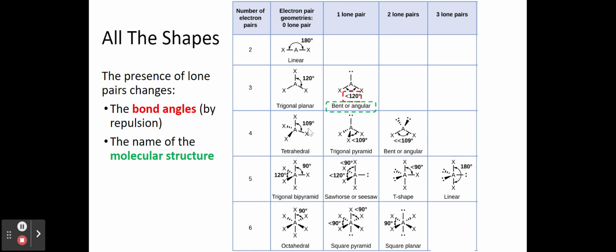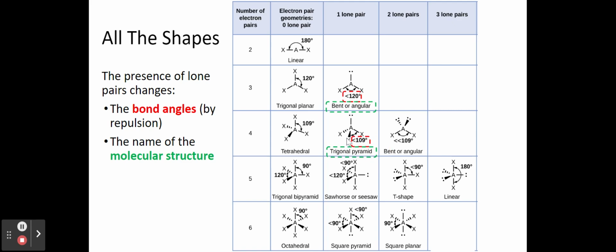Our bond angle would be 109.5 degrees. But if instead of having 4 bonding pairs of electrons, we have 3 bonding pairs and a lone pair of electrons, this lone pair of electrons is going to have more repulsion. It's going to force the bonding pairs of electrons closer together, and our bond angle is going to be less than it was before. That's going to cause our molecular geometry to change as well.